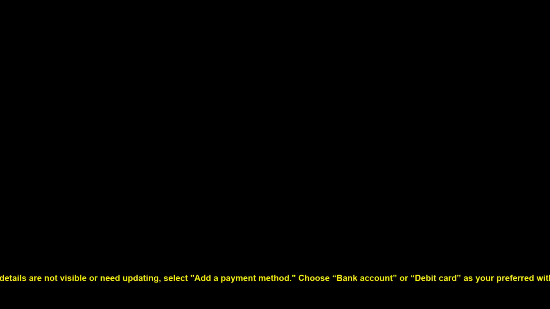Click on Payment Methods to view your current settings. If your payment details are not visible or need updating, select Add a Payment Method. Choose bank account or debit card as your preferred option. Input your bank details or debit card information carefully.